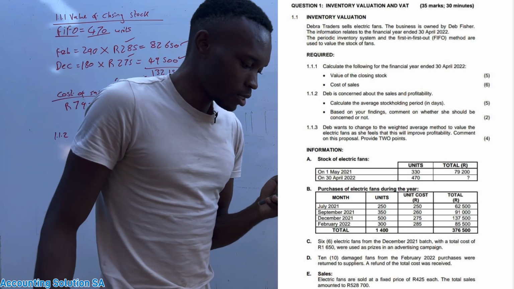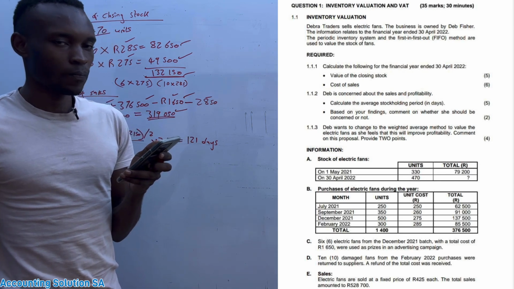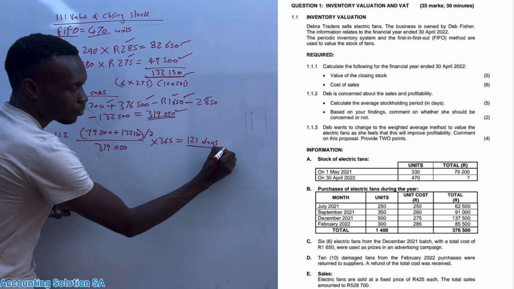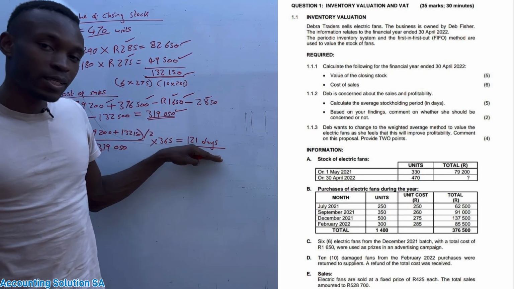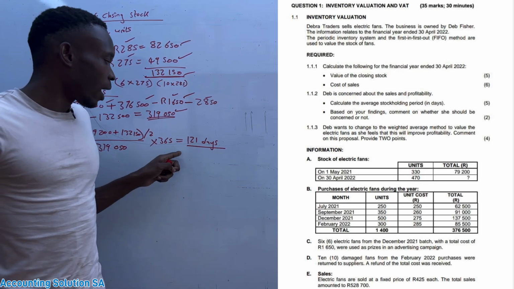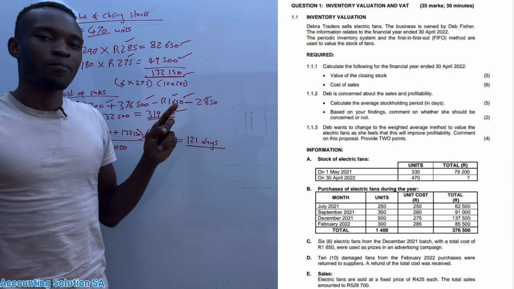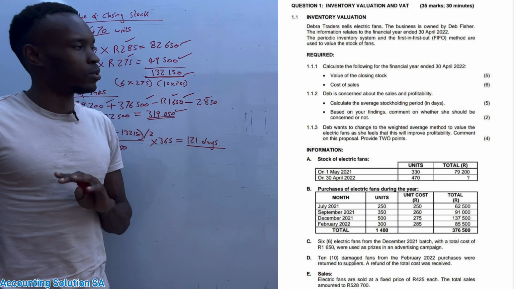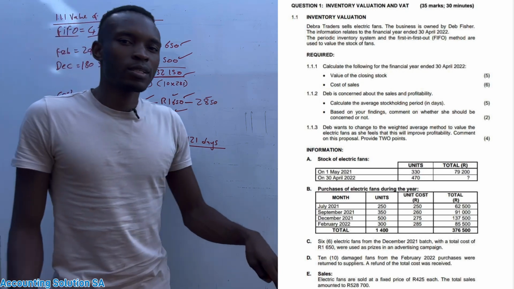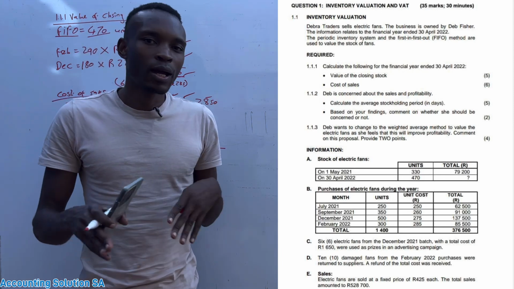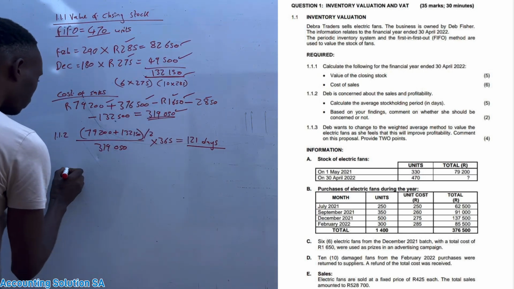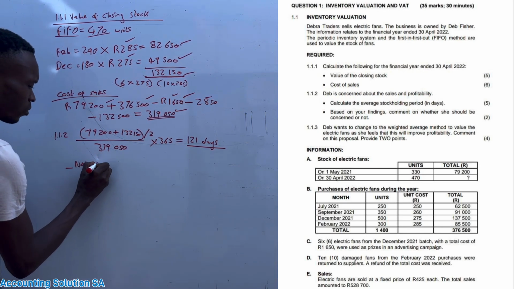Then the next bullet, they said based on your findings, comment on whether she should be concerned or not about holding of 121 days. In other words, guys, this formula is saying that this business is taking 121 days to sell inventory. Do you think it's good? No, it's not good in a business. If you're running a business, inventory must move almost every day. We can't hold stock for a very long time because we want money as a business. So obviously, this is not good.